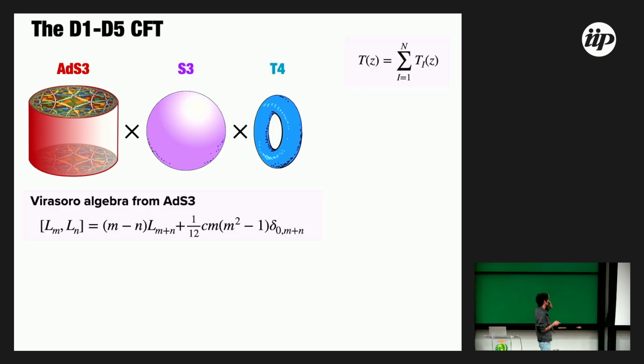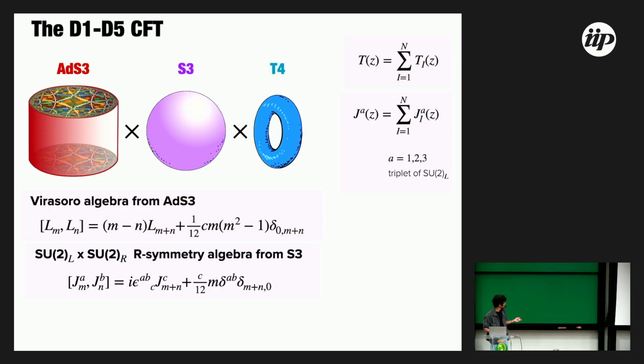The stress tensor is going to be a sum of many copies of a stress tensor of a simple superconformal theory. The modes of the stress tensor from the Virasoro algebra are in correspondence with this factor AdS3. The other part of the algebra is actually SU2. And so we have a central extension of SU2. The SU2 comes from the symmetry group of this sphere.